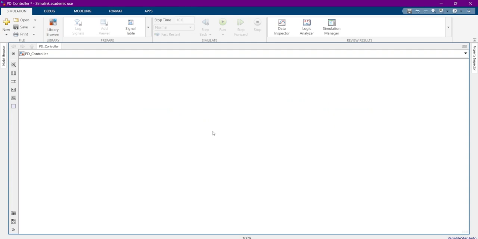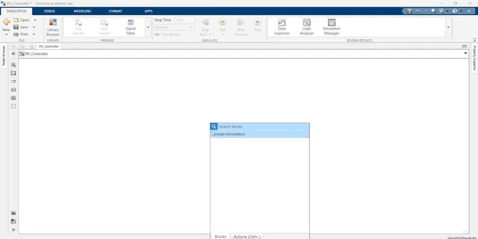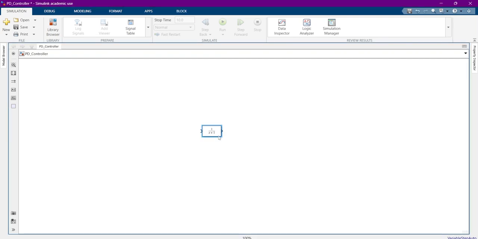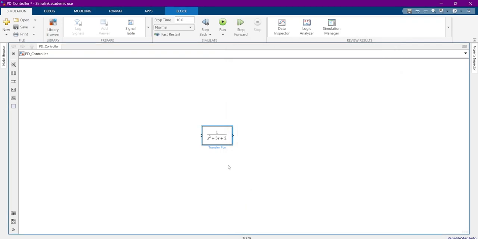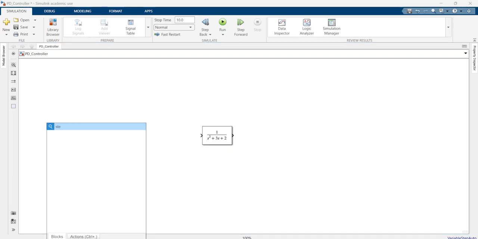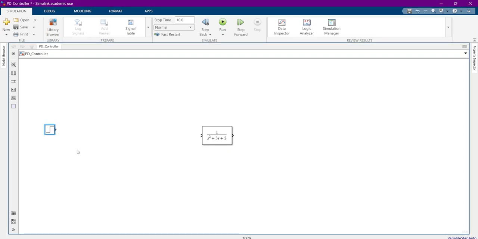In this video we are going to simulate the derivative and proportional controller that we have previously designed. As usual, we start by writing down the transfer function of our plant. We have already memorized that transfer function. It's 1, 3, and 2. And now we add the reference as well, which is a step function. We will not change its settings. Let it be on its default.